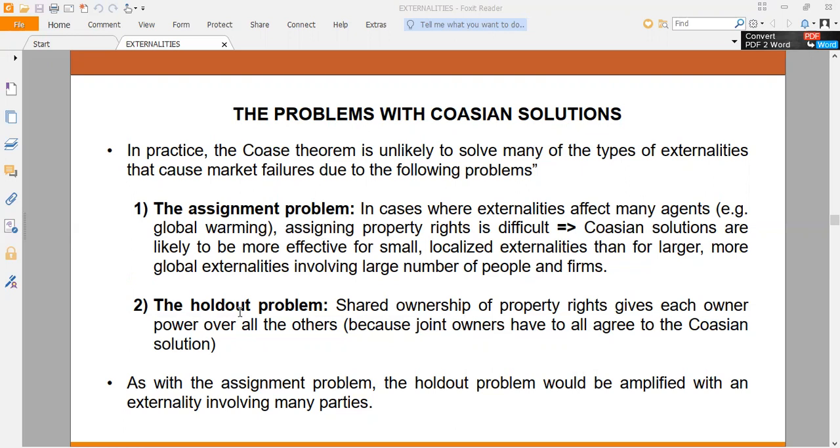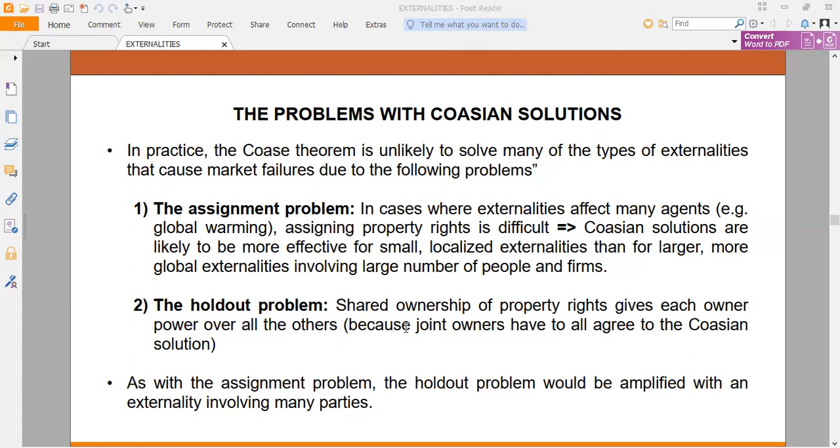And then we have something called the holdout problem. We share ownership, and we have a lot of people. Before we can actually sit down, bargain, and then get the optimum social quantity that we have to produce, we all have to agree. Okay, we all have to agree. So assuming we have 10 people and 9 people are saying yes, if the 10th person says no, you can't do it. So it's like each person will have power over all the others.